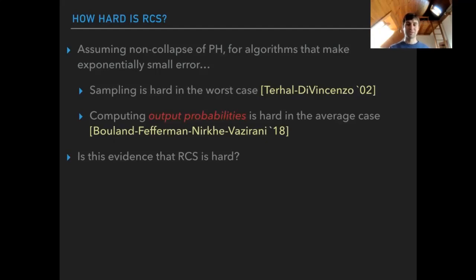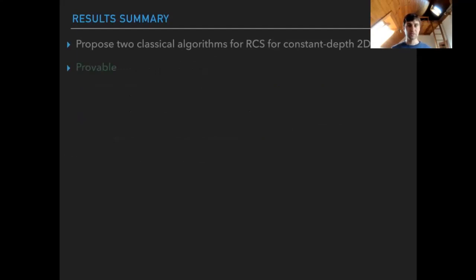But I should note for the specialists that the examples that we construct like this do not satisfy an anti-concentration property. So now I will summarize our results. So we propose two classical algorithms for random circuit sampling, which are applicable for constant depth 2D circuits. And while we propose two algorithms, I'll just focus on one in this talk.